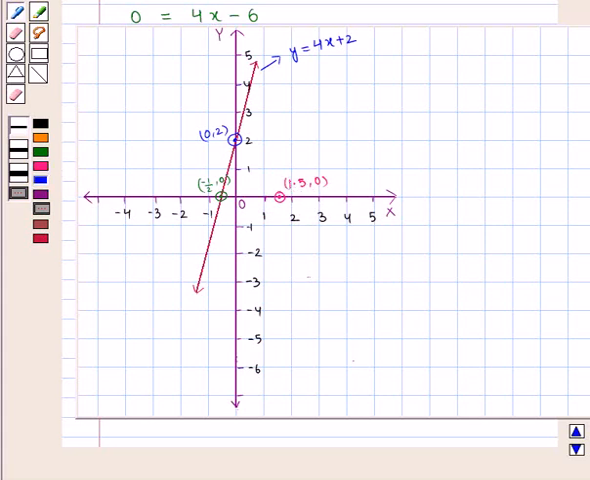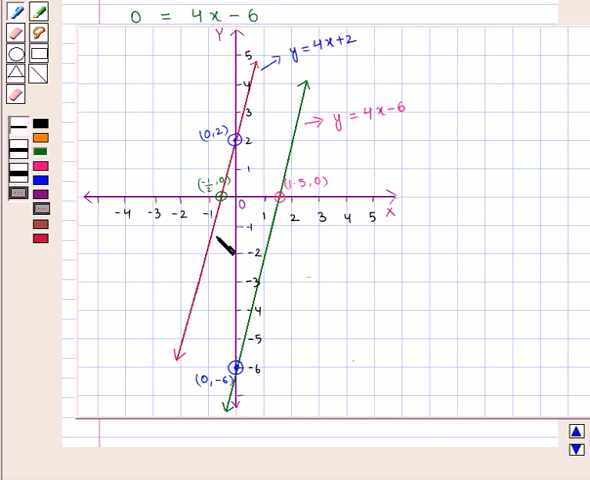Now we shall plot the point (0, −6). And for this we take 0 on the x-axis and −6 on the y-axis, and we put a dot here. Now we join these two points and then extend this line, and this is the required graph of the equation y = 4x − 6.